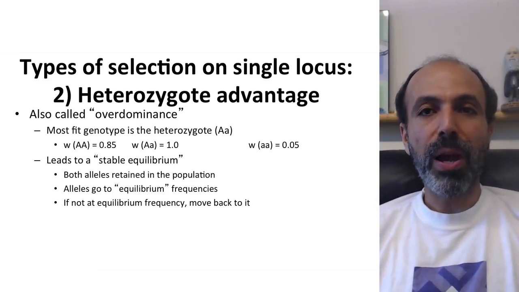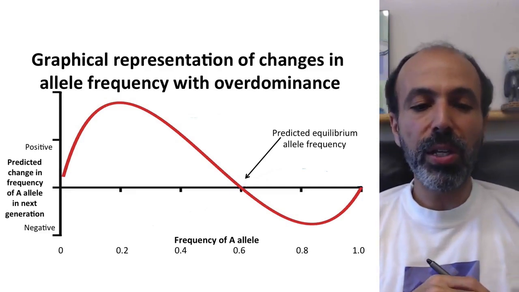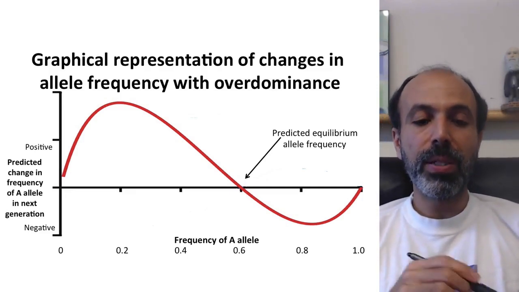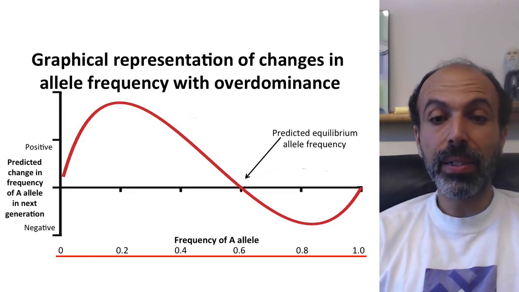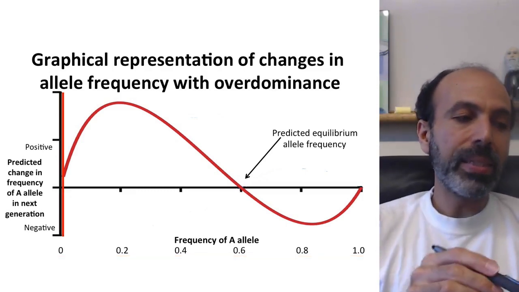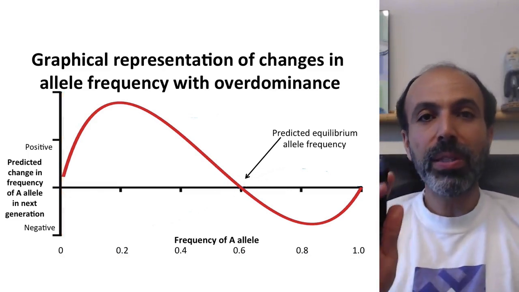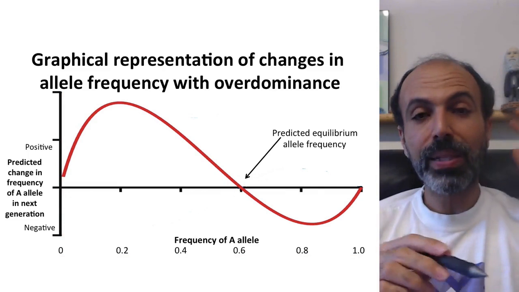Now let me show you a graphical representation of that. Here it is. Here's a graphical representation of changes in allele frequency associated with overdominance. On the x-axis here, I have the frequency of the big A allele, and on the y-axis, I have the predicted change in frequency of the big A allele in the next generation. Don't worry about this too much if you're not exactly following, but this just depicts the same sort of thing.